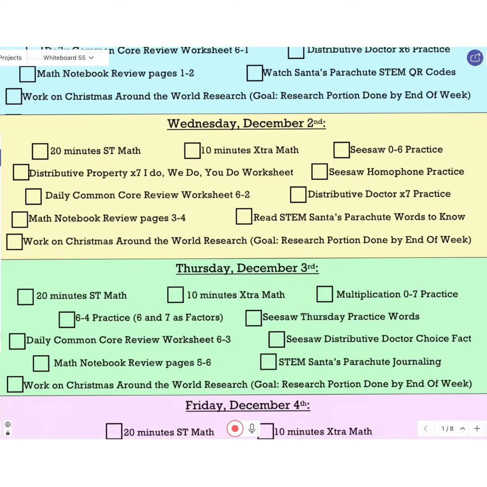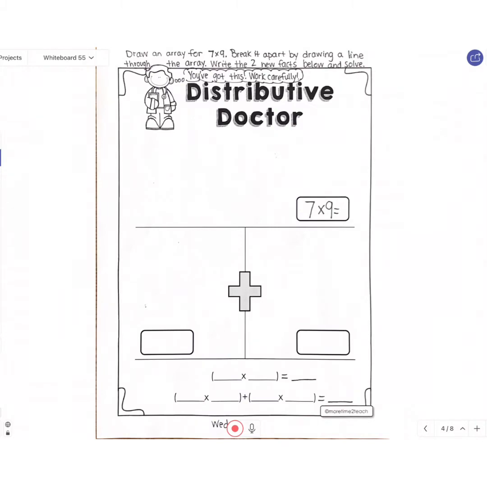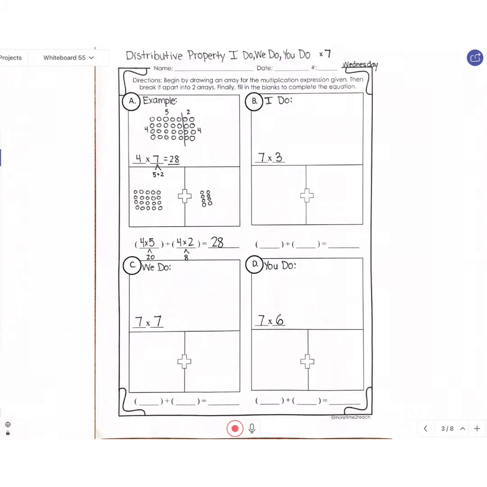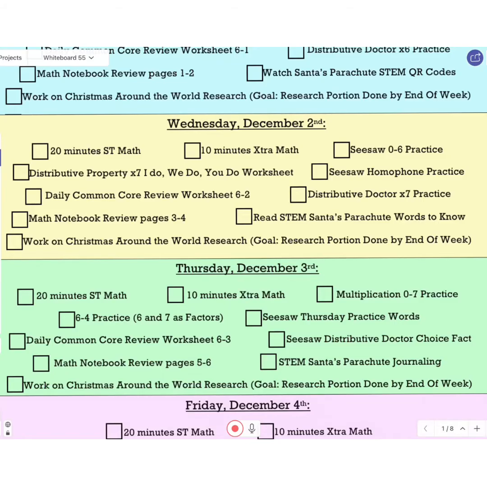And then you have your distributive doctor times 7 practice. That is this paper right here. You are going to do your math notebook, review pages 3 and 4, which is focused on expanded form. You're going to read the STEM Santa's Parachute words to know. And all you have to do is read them, go over them again. And then you're going to work on Christmas Around the World research. And again, your goal is to have the research done by the end of the week.